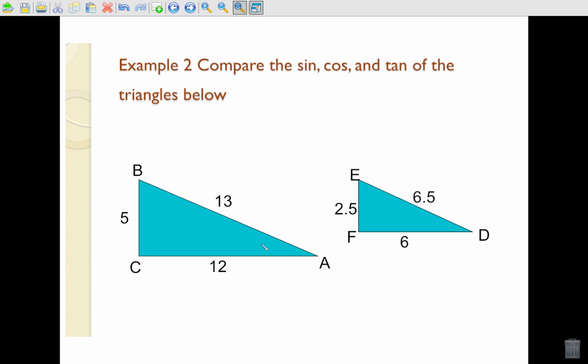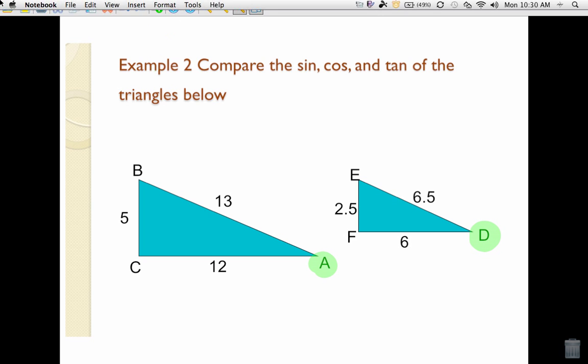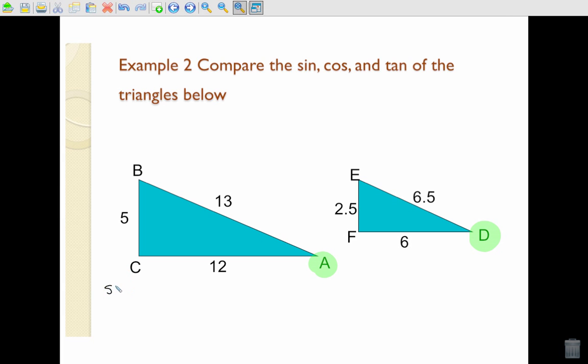Okay, again, we're going to compare the sine, cosine, and tangent. We're just going to do angle A and angle D of each of these. So we're just going to look at those two angles. So if we find the sine of A, that's equal to, if I go opposite, that is 5/13. And I can go ahead and find that decimal, just divide 5 divided by 13, and that's 0.3846.